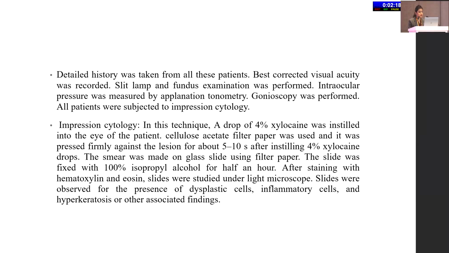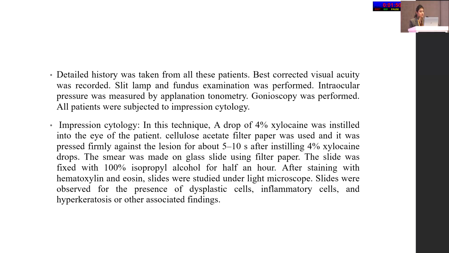A detailed history was taken from all the patients, best corrected visual acuity was recorded, and slit lamp and fundus examination were performed. Intraocular pressure was measured by applanation tonometry, gonioscopy was performed, and all the patients were subjected to impression cytology. In this technique, 4% xylocaine was instilled into the eye. After that, cellulose acetate filter paper was pressed firmly against the lesion for about 5 to 10 seconds.